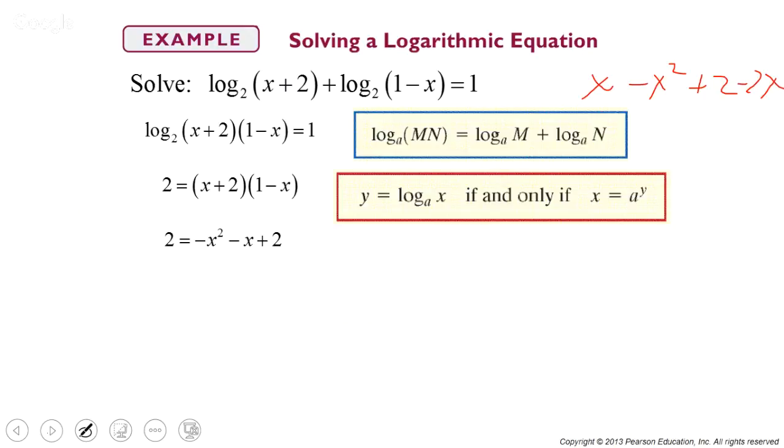Now notice something. There's a 2 on both sides of the equal sign. So if there is, I can cancel them out. Also, I have negative x squared minus x. Well, I can factor out a negative 1.